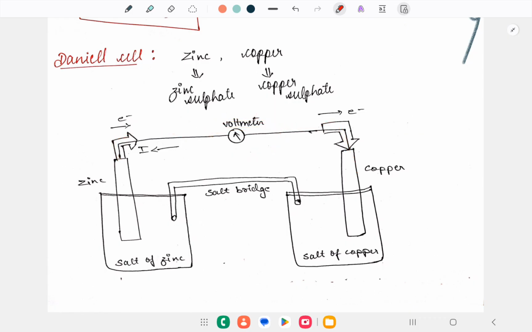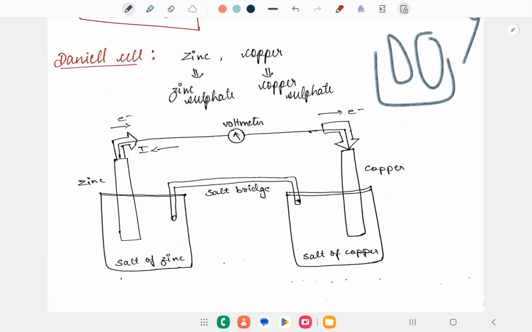The two half cells are connected by a voltmeter and a switch externally, and the electrolytes are connected internally with a salt bridge. If both the electrodes are dipped in the same electrolytic solution, then a salt bridge is not required. So if we place both the rods in the same solution, the salt bridge is not required.